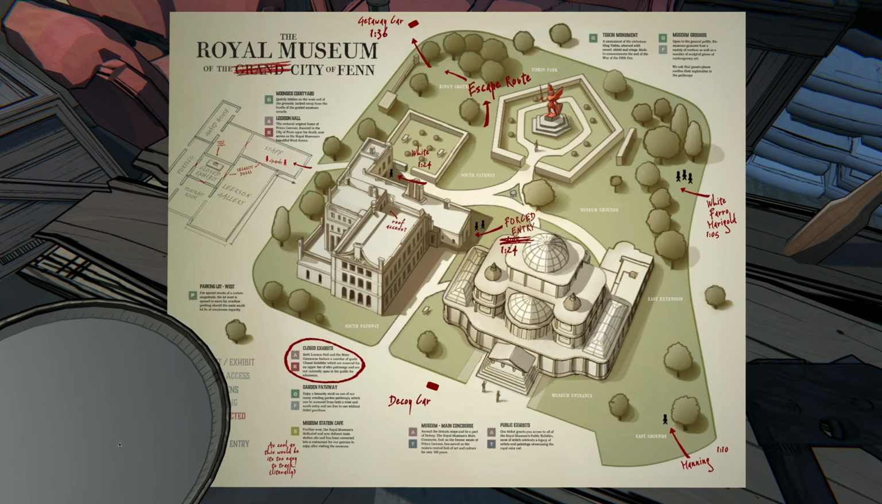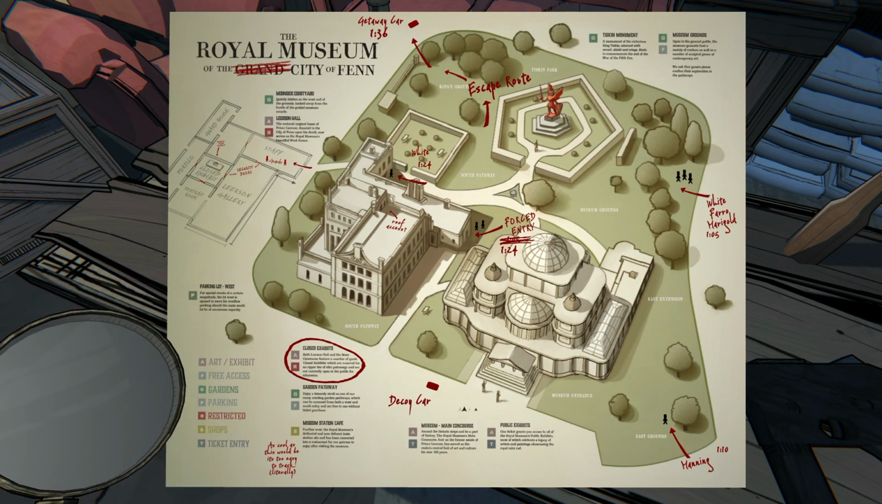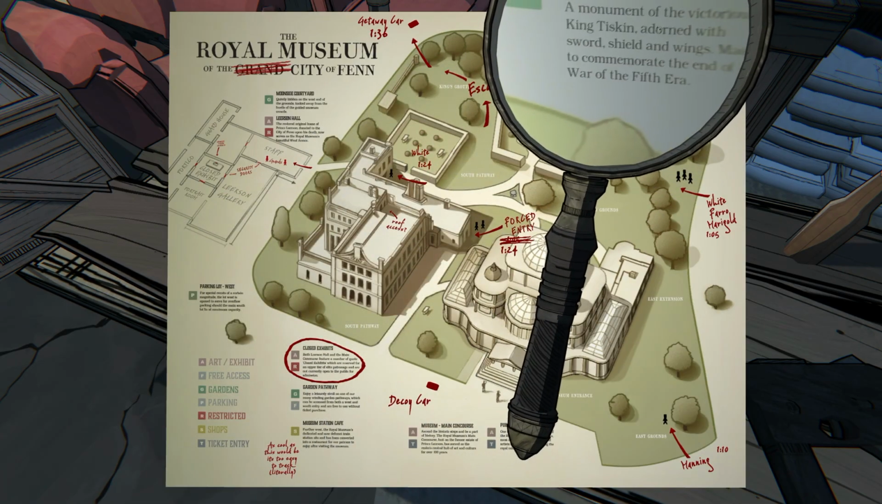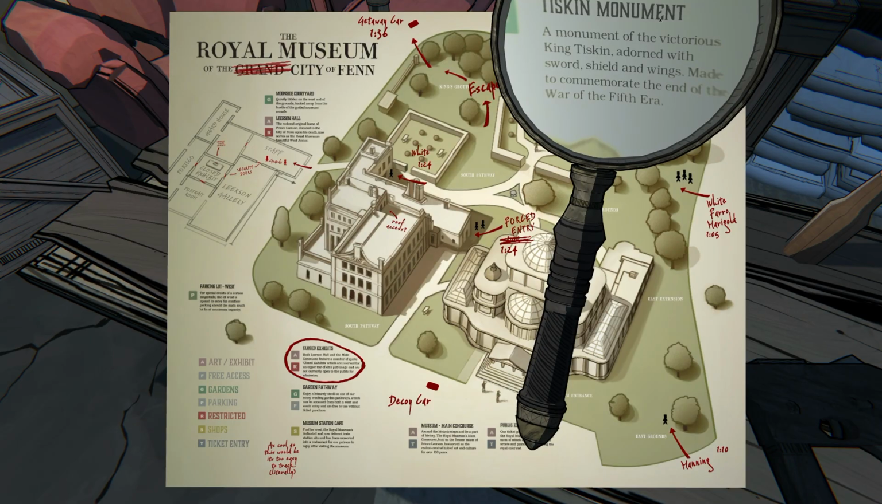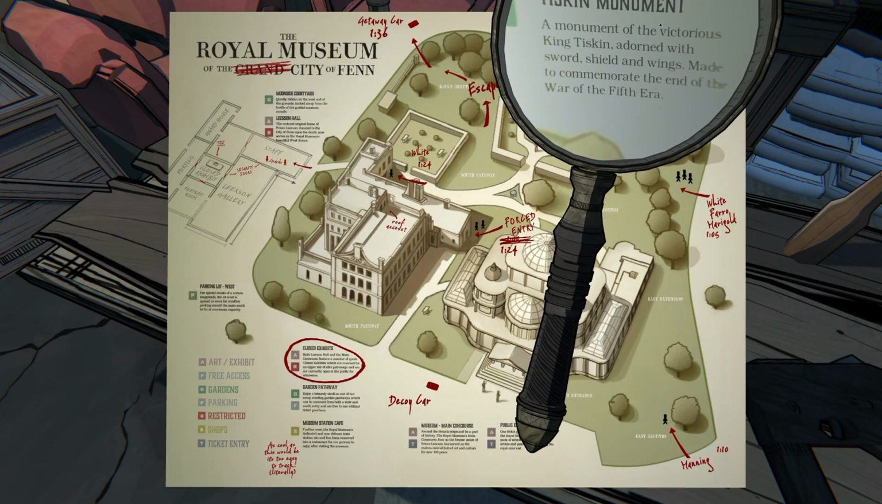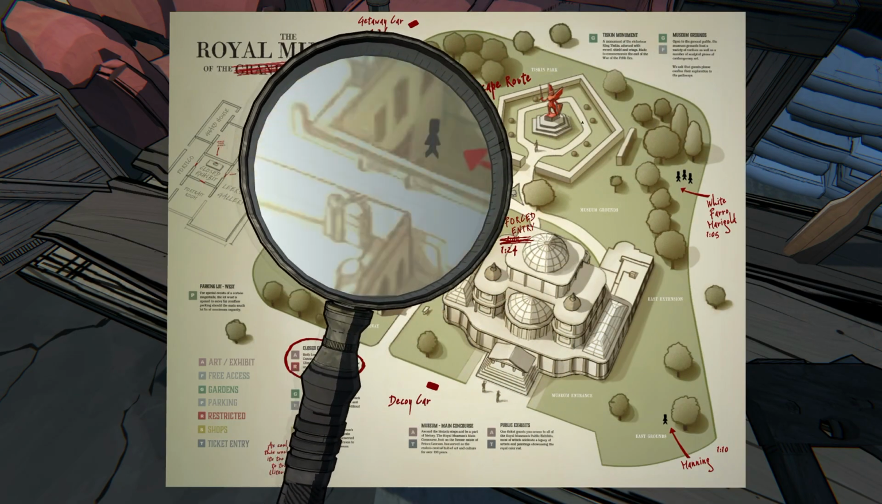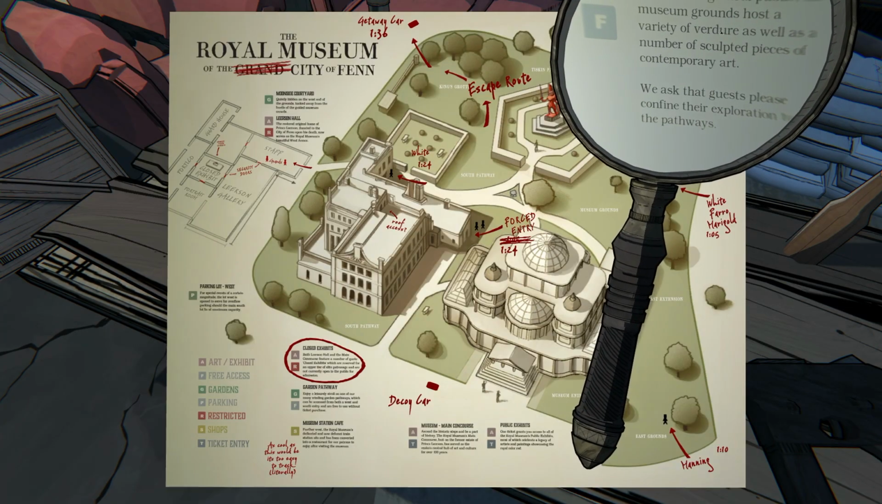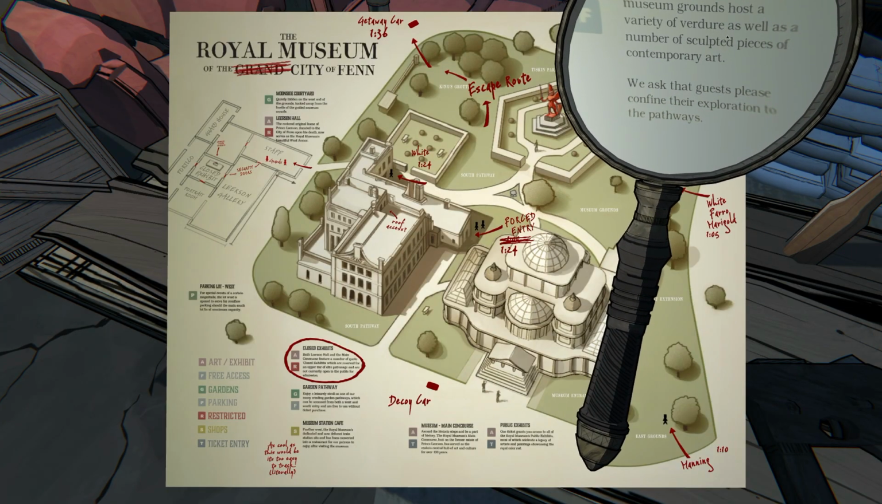As cool as this would be, it's too easy to track, literally. Decoy car, Hanning, forced entry, roof access, white getaway car, escape route. Tiskin monument. Under the victorious King Tiskin, adorned with sword, shield, and wings, made to commemorate the end of the War of the Fifth Era. I know what that means.